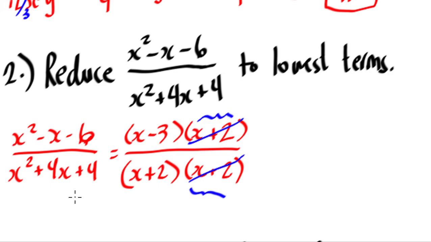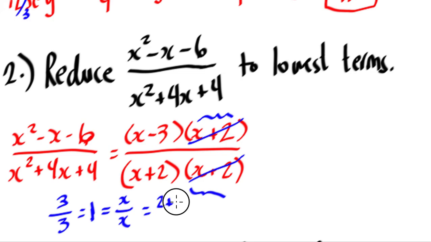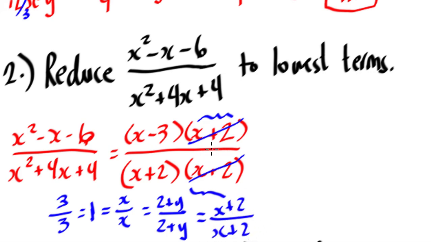Why does that happen? If you can imagine, 3 over 3 is equal to 1, right? x over x is equal to 1, right? 2 plus y all over 2 plus y is equal to 1. So x plus 2 all over x plus 2 is also equal to 1. Therefore, it is cancelled. It will become 1. And by the identity property of multiplication, anything multiplied by 1 will still be the number itself. So it's like we are hiding the 1 there. With this method, I hope I explained that well.